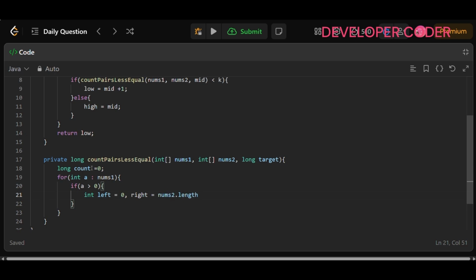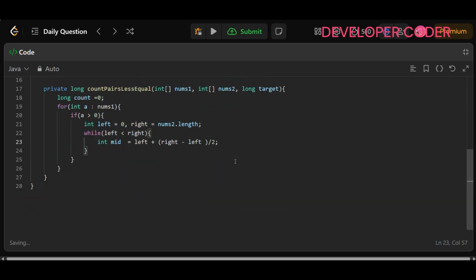nums2.length, and here you have to do while left is less than right. Here also you are applying the binary search, okay. And here again you are going to get mid, okay. So mid is nothing but left plus (right minus left) divided by 2, same as above, okay. And then you are going to check, we are going to change the value to long, a times nums2, okay.